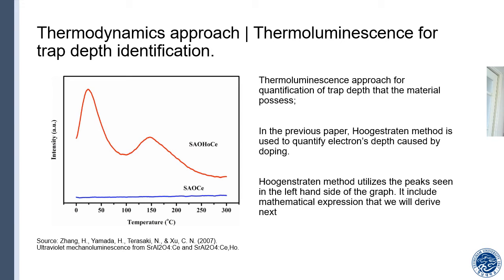You can see on the left-hand side one of the previous research that I've already discussed thoroughly. They are doing this thermoluminescence to identify the trap depth based on the peaks that the material shows, the intensity peaks. There are two intensity peaks. It is signified by the co-doping that the material is doped with by the researchers.